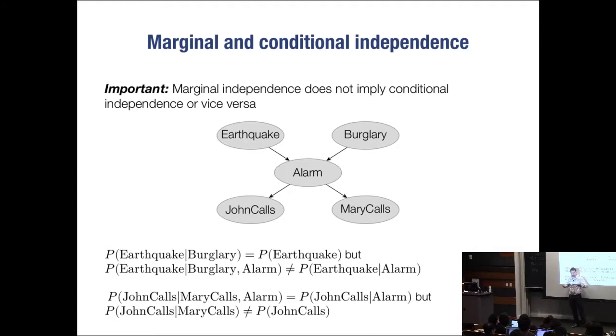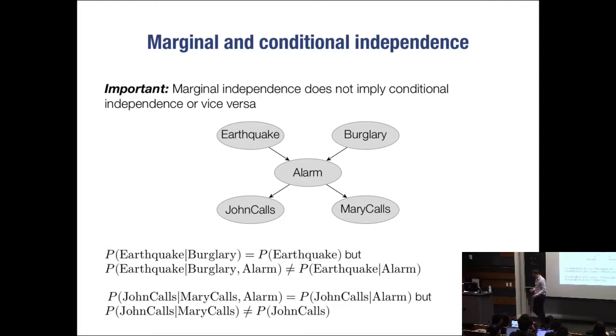Because the mechanics I described here were that if your alarm goes off, then both your neighbors call you sort of randomly, independent of each other. I kind of defined it that way. But importantly, they are not marginally independent, right? Because the probability that John calls, given that Mary calls, is probably a lot higher than the probability that John calls just by himself. Because if Mary calls, that means there's a good chance the alarm's going off, which means there's a much higher chance John will call as well.